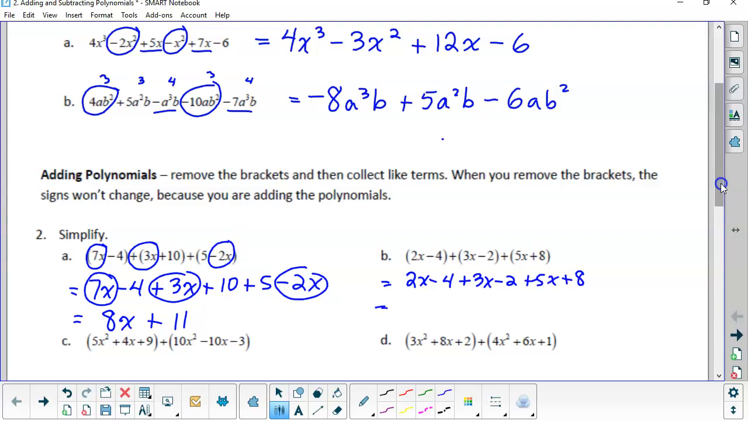When we add those together, 2x, I'm just going to make sure I don't get confused here. So 2x plus 3x plus 5x is 10x. Negative 4 minus 2 is negative 6, plus 8 is plus 2.